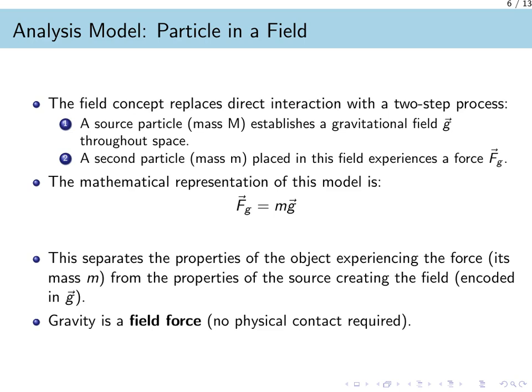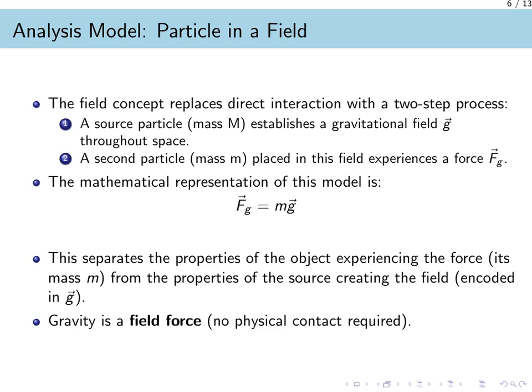The second step, shown here, is what happens when we place a different particle with its own mass, m, into that field. That particle will experience a gravitational force. The mathematical representation for this interaction is that the force vector, F sub g, is equal to the particle's mass, m, multiplied by the gravitational field vector, g. This equation is the heart of the model.